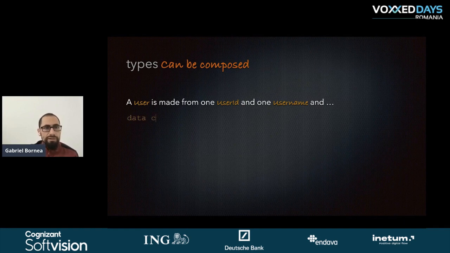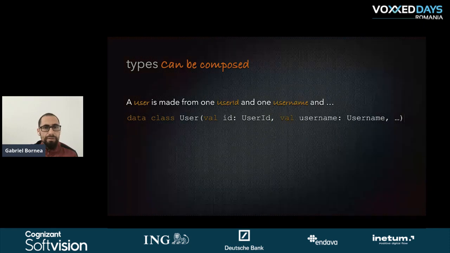In Kotlin, we can model this as a data class. And this data class is basically a type that is built from multiple types. And these are called in functional programming product types. And you can think of them as AND because they're built from something and something else and so on.